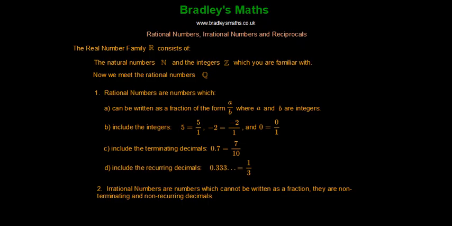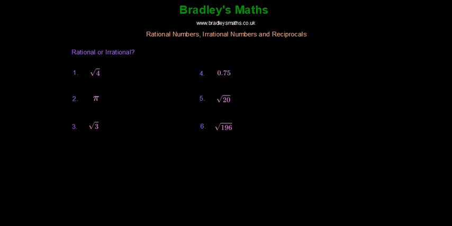You may have already heard of pi. Pi is the relationship between the diameter and the circumference of a circle, and although we normally use it as 3.142, it actually is a non-terminating and non-recurring decimal. And I think it's time to move on. So, rational or irrational? Pause the video now and have a go at them. When you come back, I will go through them for you.